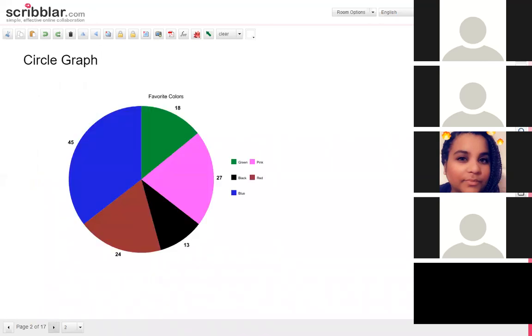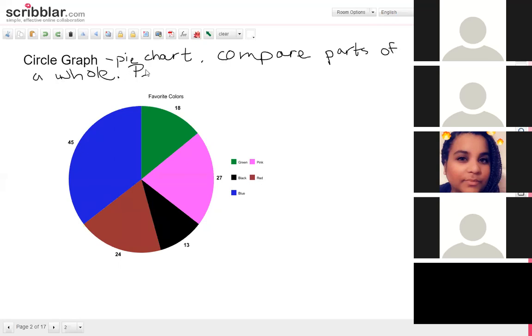So next would be a circle graph, which is also called a pie chart. And this is best when you want to compare parts of a whole. And often you use percentages with them. You don't have to. This one's not currently percentages, but we could find the percentages for this pie chart.